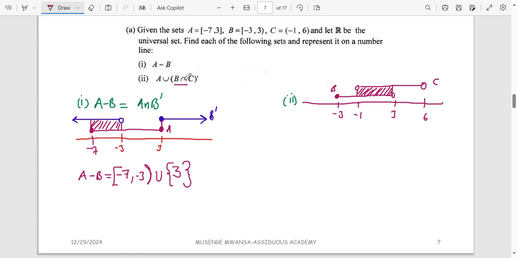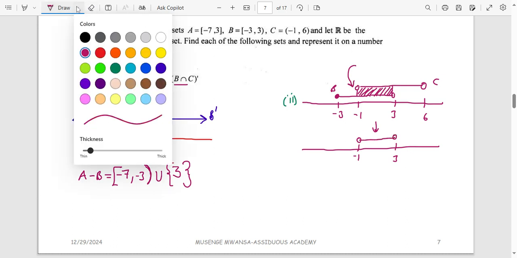But we want the complement of B intersection C. I can actually bring this one down like this so that you can see it clearly. So it's from negative 1 up to 3. Look, negative 1 is not part of the set C, so it can't be part of the intersection. And 3 is not part of the set B, so it can't be part of the intersection. So this is B intersection C.